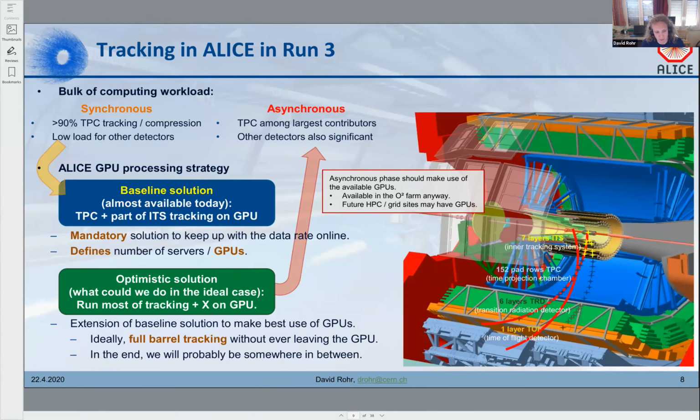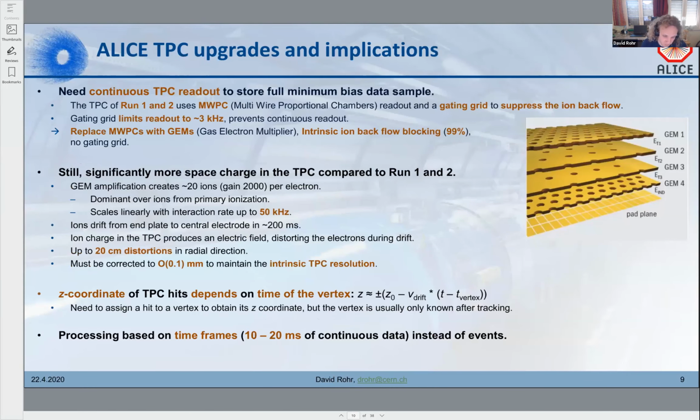So basically for that reason, we have two scenarios. The baseline scenario is what we have to do. This is the mandatory processing that we have for the synchronous processing. But on top, we have an optimistic solution where we want to use the GPUs for as much as possible in the asynchronous phase. And the most promising part here is the full barrel tracking with all the barrel tracking detectors I just mentioned.